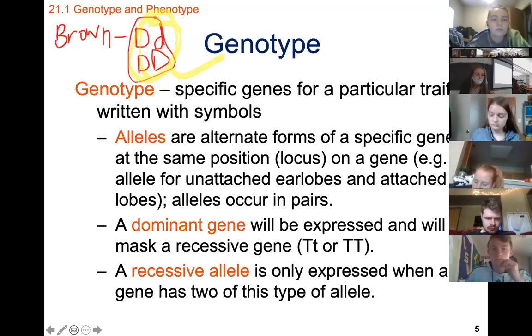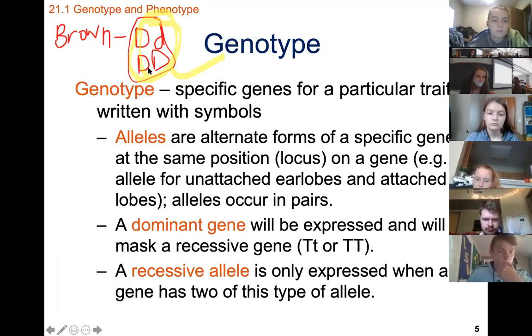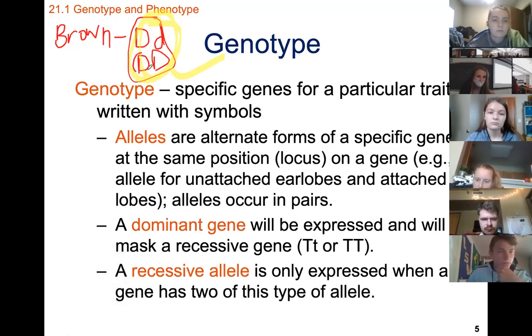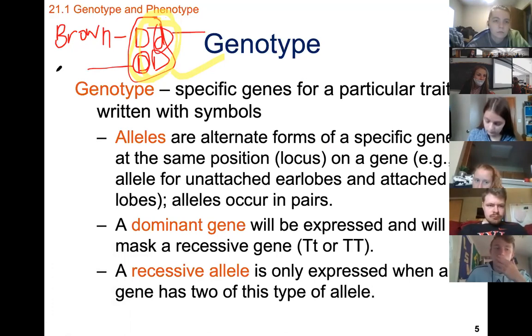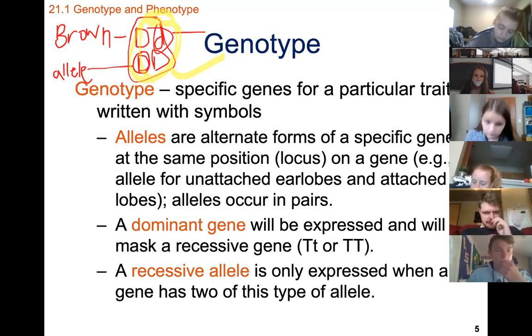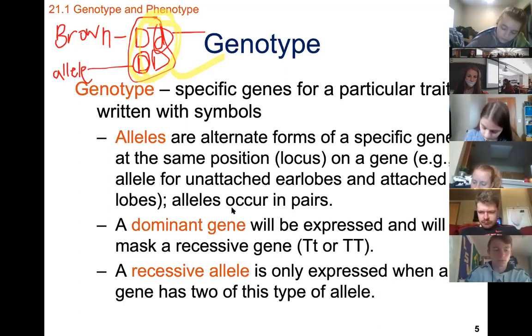So the individual letter here is considered, oh man, I was trying to draw here. Didn't work. Let's do pen. This is a specific allele. This is a dominant allele, and this is a recessive allele. So the word is allele. Alleles come in pairs. Occur in pairs. There we go. Just catching everybody up here.